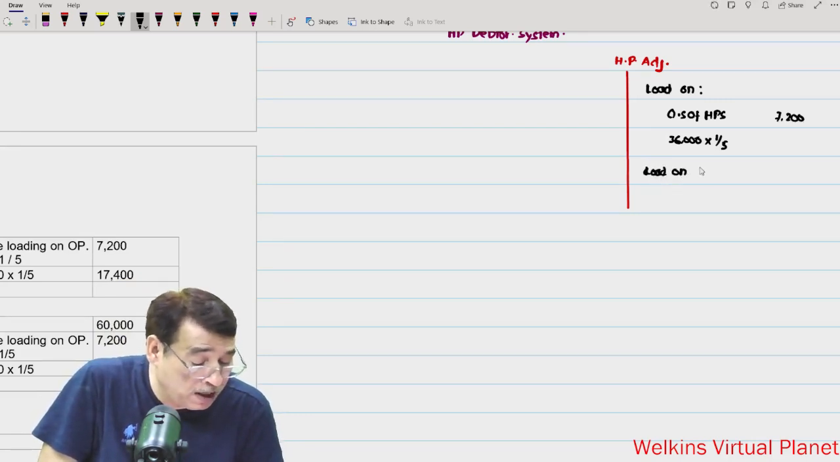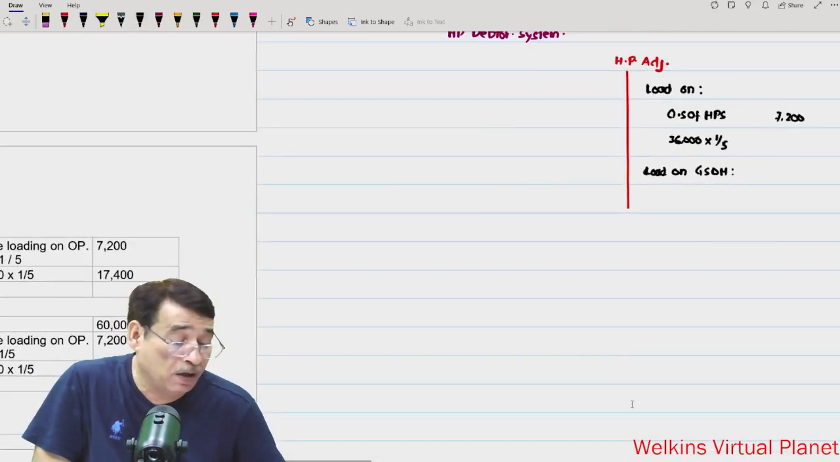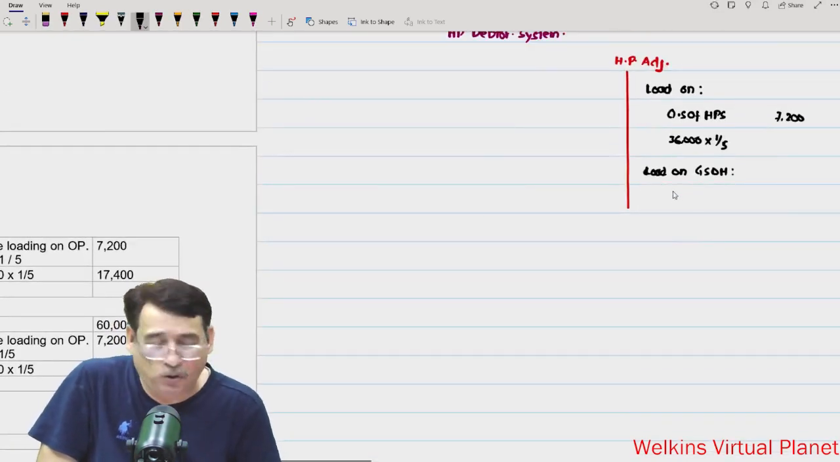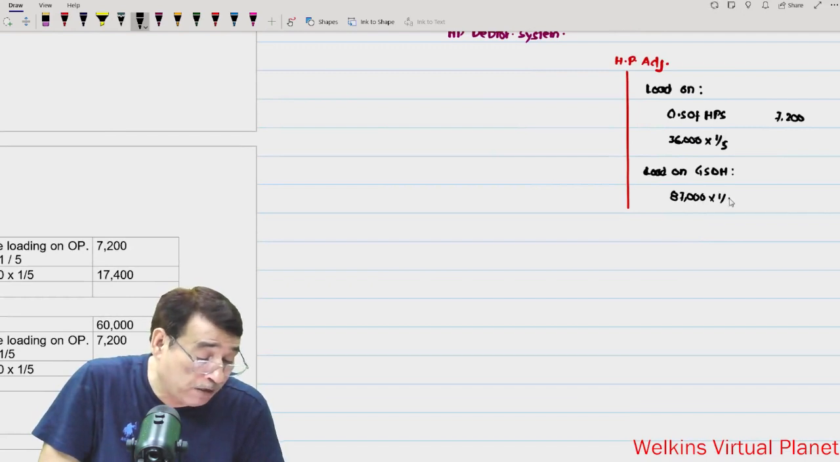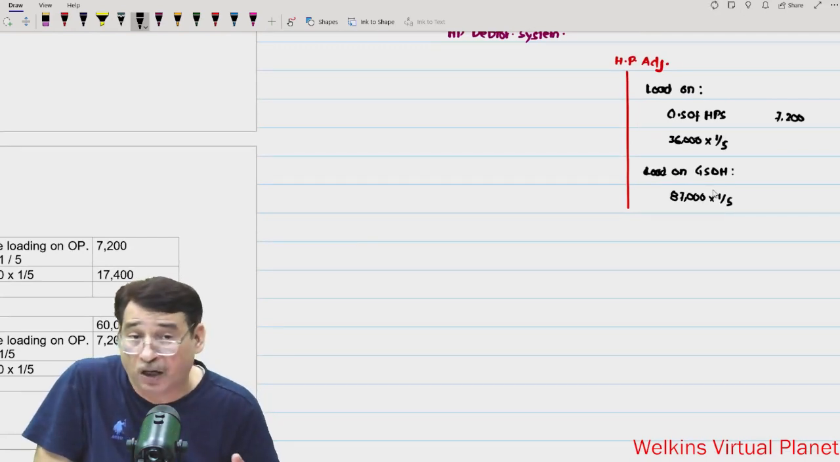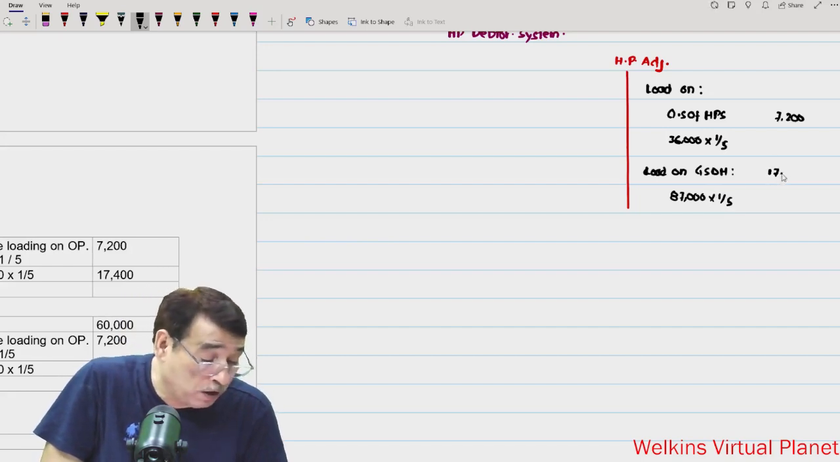Then goods sold on hire, load on goods sold on hire, you must not forget to write. Goods sold on hire is 87,000. Actually, we know the loading in advance, but it's still 87,000 into 1 by 5, because 87,000 now is your hire purchase price, correct? So 17,400, you will get the loading amount.